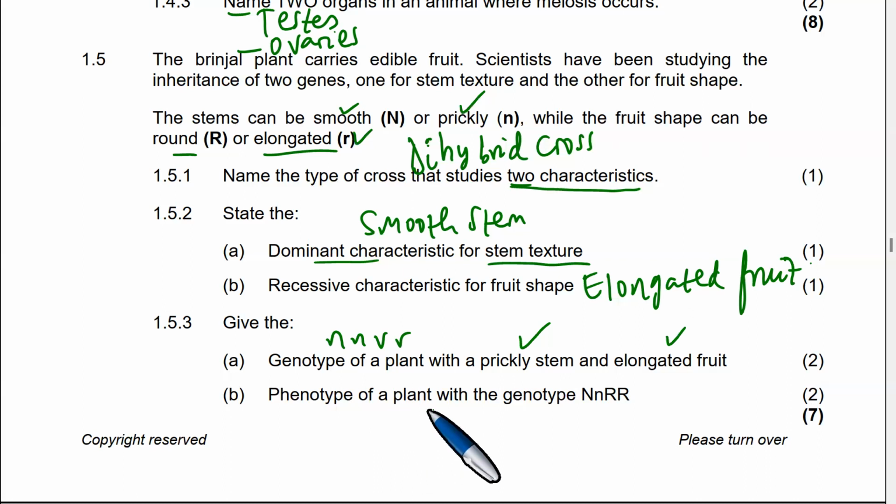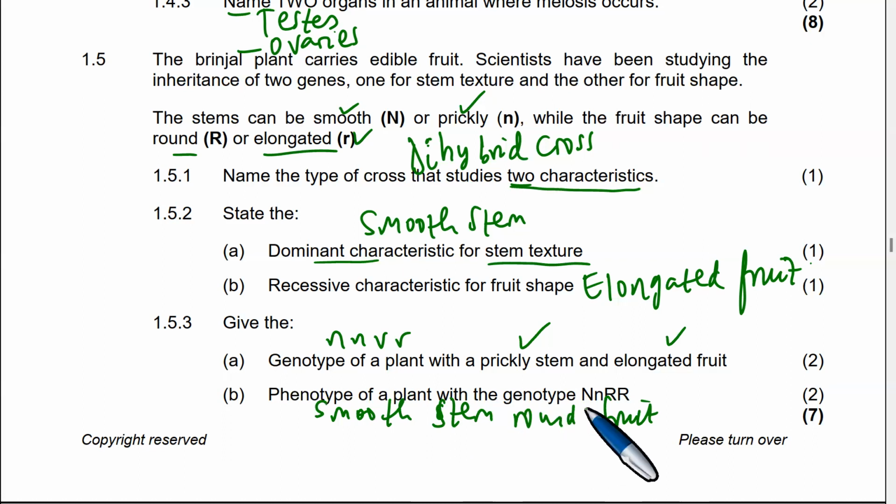Now the phenotype of a plant with the genotype capital N, small n, capital R, capital R, in 1.5.3. It is a smooth stem, round fruit. Because we need to give the phenotype of a plant with the genotype NnRR, it is a smooth stem, round fruit.